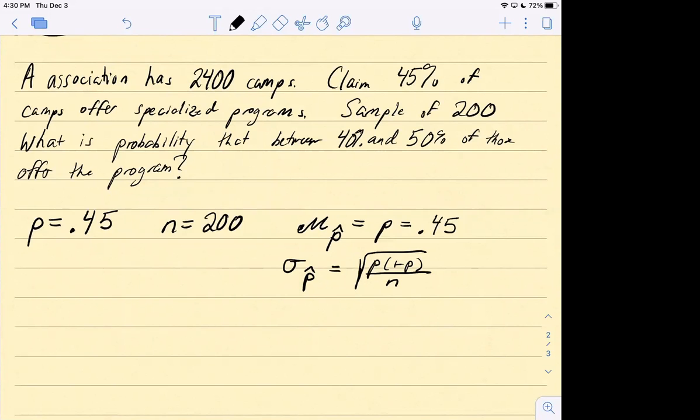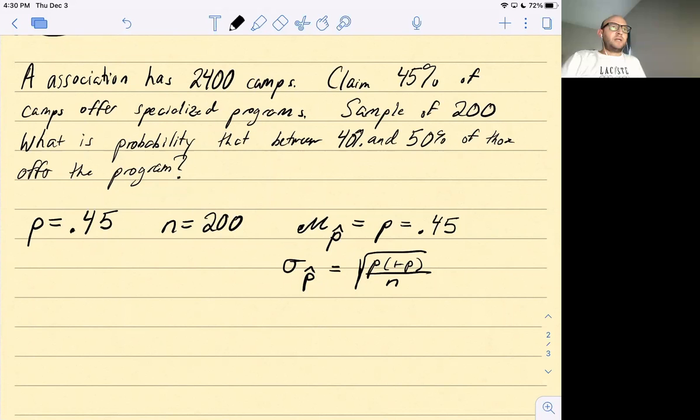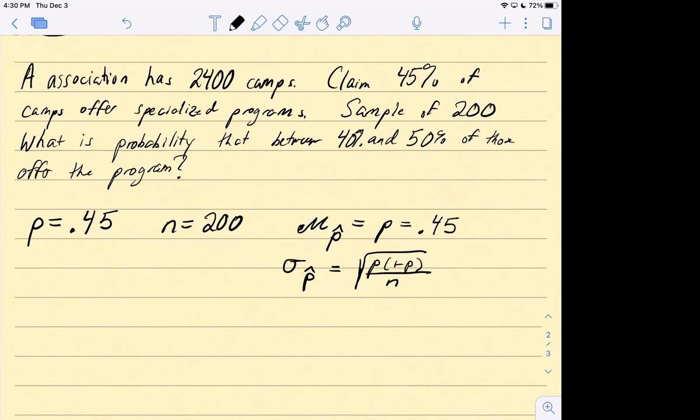Wait, so this formula works if it's under or over 10% of the total, right? Yeah, let me look that up exactly. When can you use normal approximation? Like p times n has to be greater than 10, and p times 1 minus p has to be, or the other way around. That has to be 10. It has to be like normal, right?